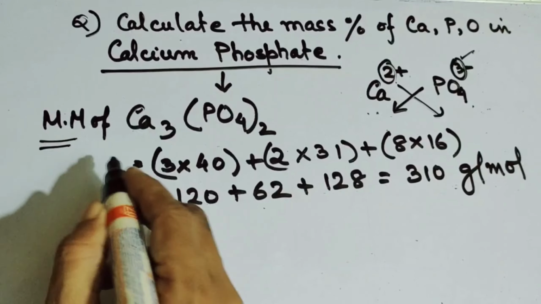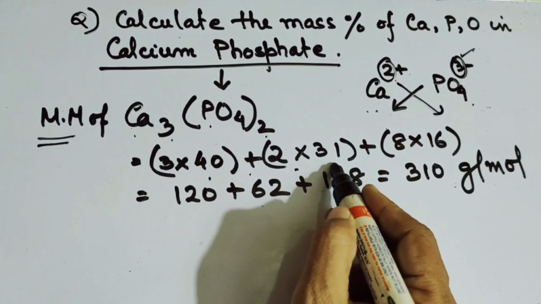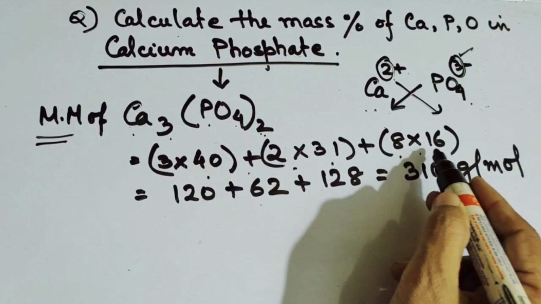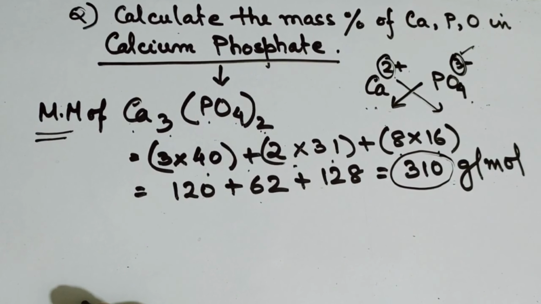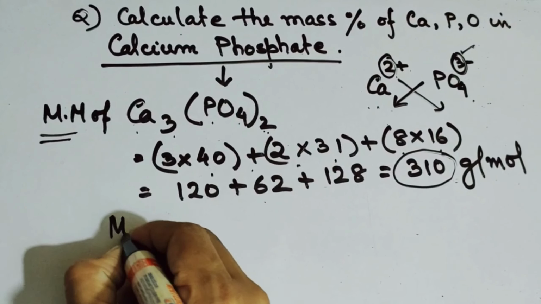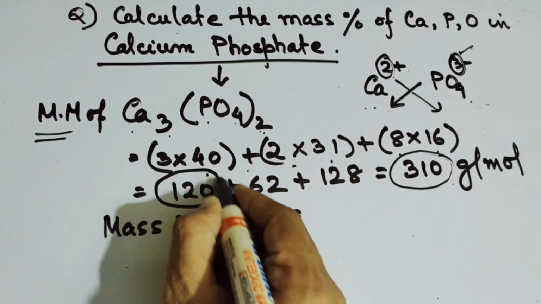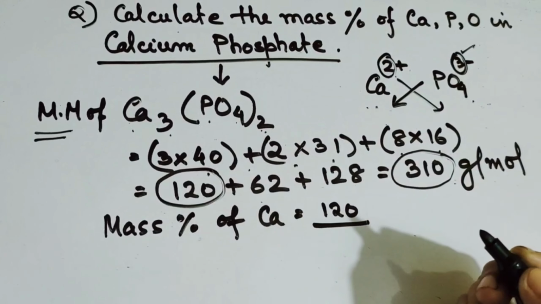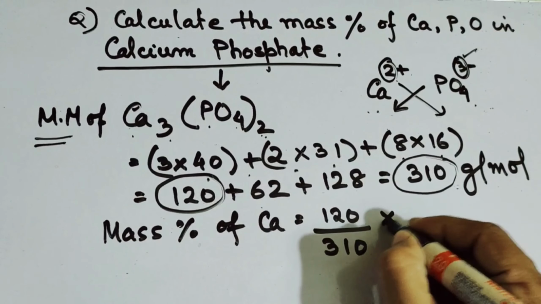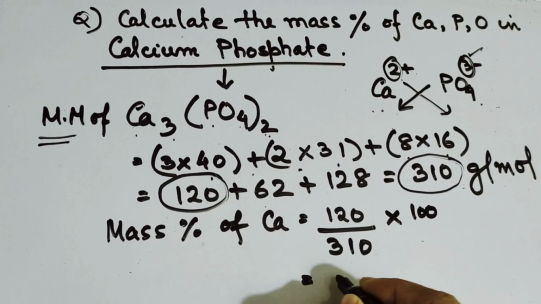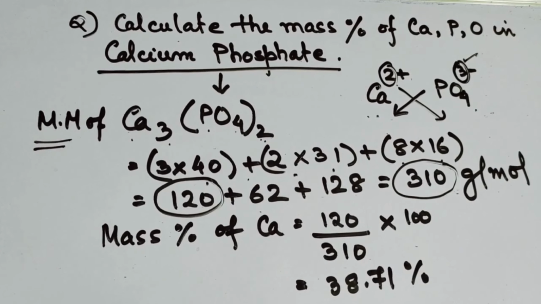Now to find the molar mass of calcium phosphate: 3 into atomic mass of calcium plus 2 into atomic mass of phosphorus plus 4 2s are 8, so 8 into the atomic mass of oxygen. That is equal to a total of 310 gram per mole. Now one by one we need to find the mass percent. Mass percent of calcium will be, how much calcium is present in total? It is 120, out of the total mass of the compound, that means the molar mass of the compound, so 310, into 100 when expressed in percentage, and it comes out to be 38.71%.